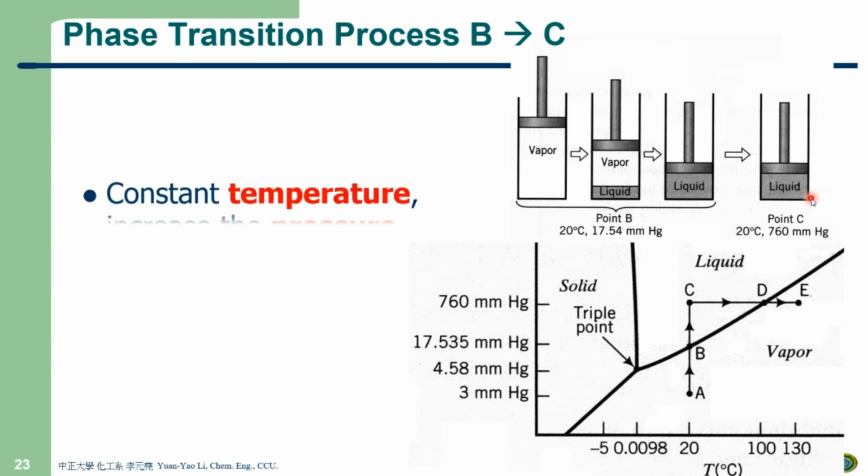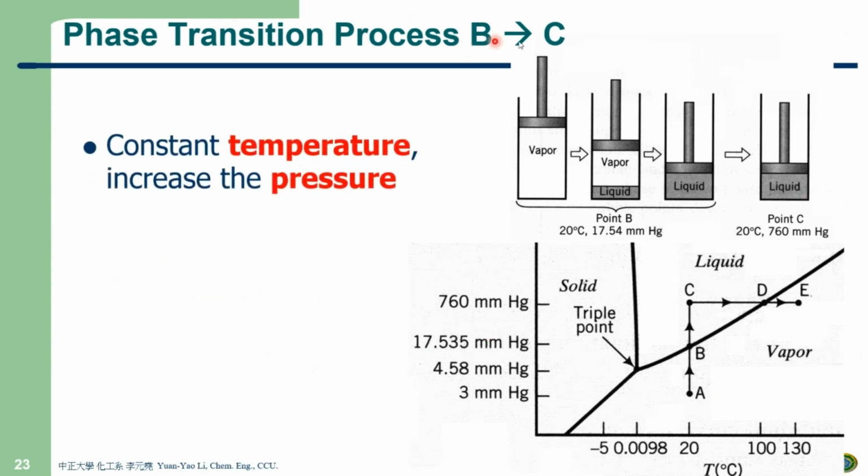So from B to C, what is it? From B to C is constant temperature. If temperature is constant and you increase the pressure, you are always in the C region because there is no H2O vapor, so the pressure increases from B to C. If you push the piston harder and harder, the pressure increases.